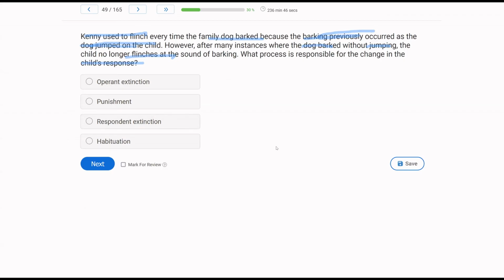A, operant extinction. Well, we're not looking at operant behavior here, right? It's not consequence driven. It's just a stimulus reflex relationship. Dog barks, we flinch. B, punishment. Again, we're not being punished here. Dog barking and jumping has been unpaired. A situation of respondent extinction has occurred. And then D, habituation. If there was no pairing, then habituation might have been the case. If we were just talking about the jumping repeated over and over again, maybe habituation. But since there was an unpairing of stimuli, respondent extinction is a much better example.